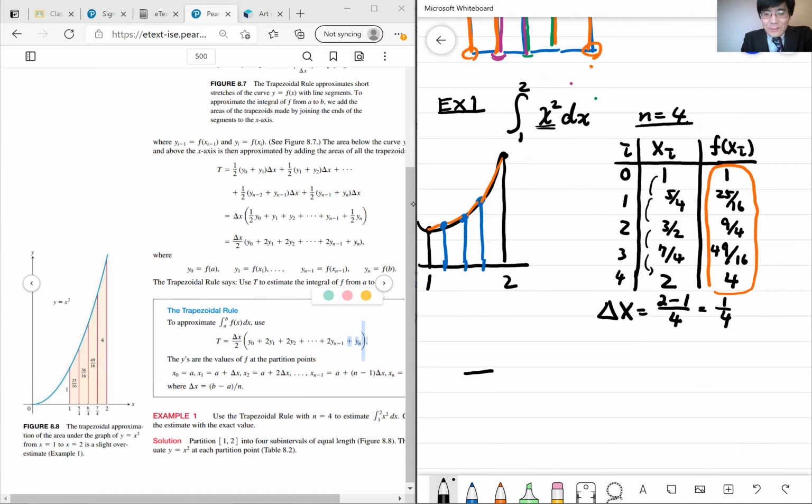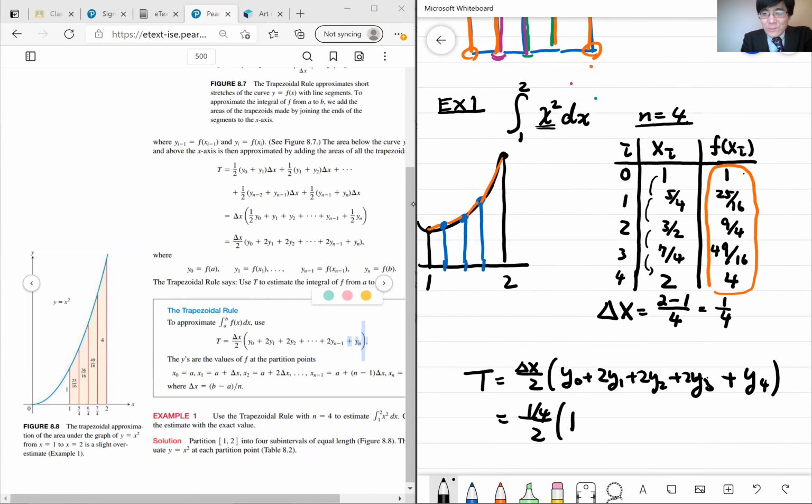So the total area is equal to delta x over 2 times the first y value plus 2 times the second y value, third one, fourth one, and the last one is only used once, okay? So it's going to be (1/4) over 2 times the first y value, which is 1. The second one is multiplied by 2. The third one is multiplied by 2. The fourth one is multiplied by 2. And the last one, you just use it. Okay.